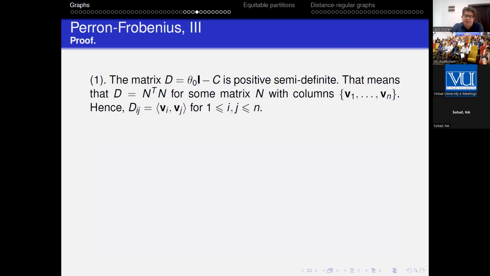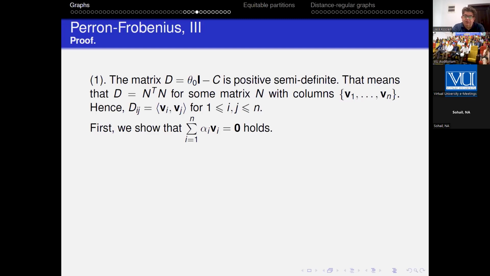That probably takes about 10-15 minutes. So we look at the matrix D, which is theta 0 minus C, is positive semi-definite. That means that D is N transpose times N for some matrix N, with columns v1 to vn. So hence D is the Gram matrix. That means that the ij entry is the inner product of vi and vj. That's the same thing, just difficult words.